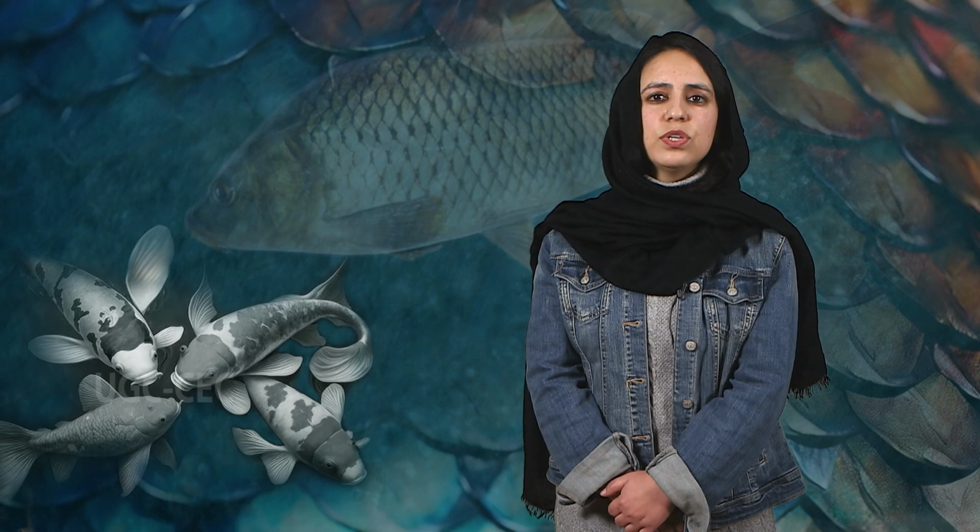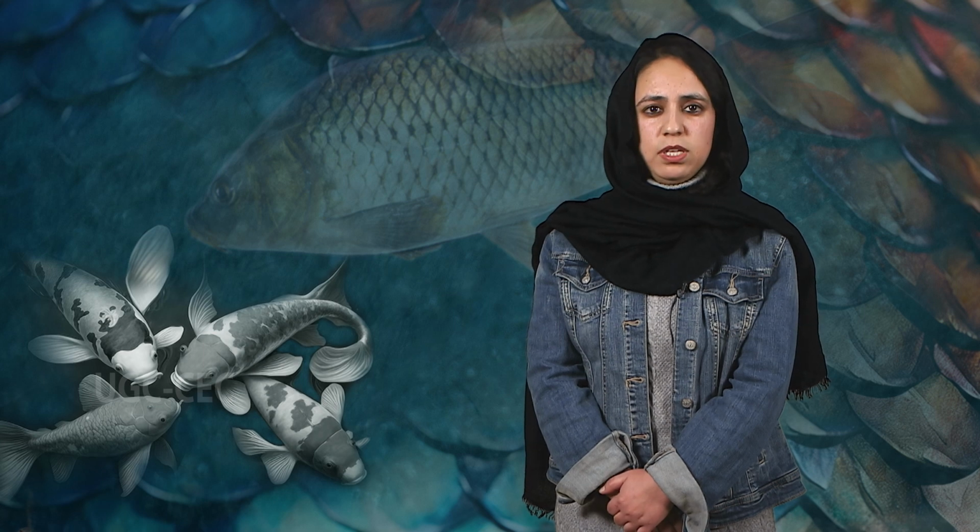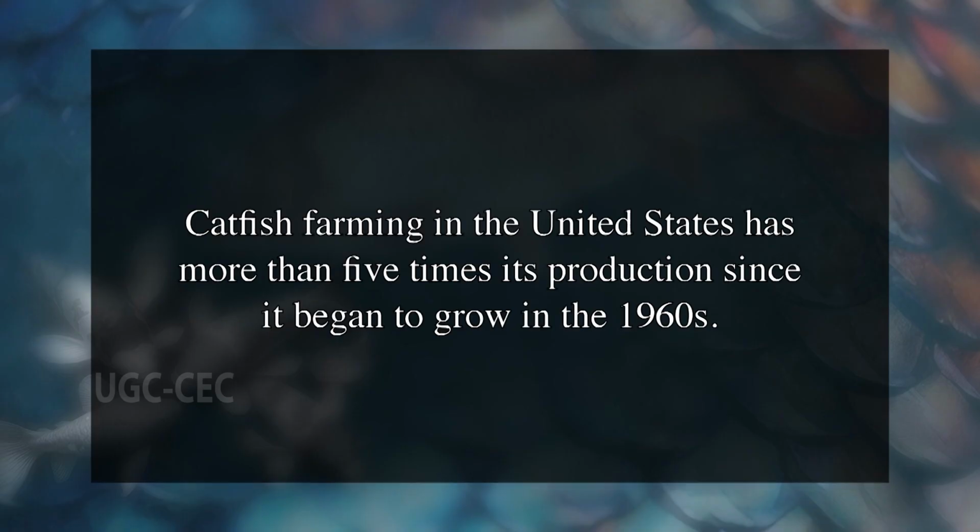However, also increasing is the production of catfish, carp and tilapia, which are reared in extensive low energy systems. For example, catfish farming in the United States has increased its production more than 5 times since it began to grow in the 1960s. Some of these freshwater fish are also utilized in aquaponics, a hybrid system that combines aquaculture with the hydroponic cultivation of plants. The fish wastes are used to feed the plants.